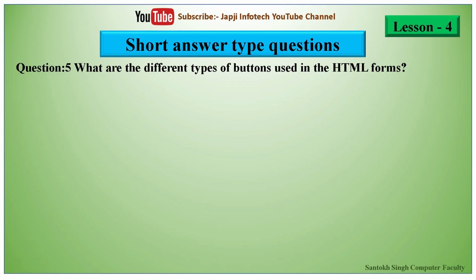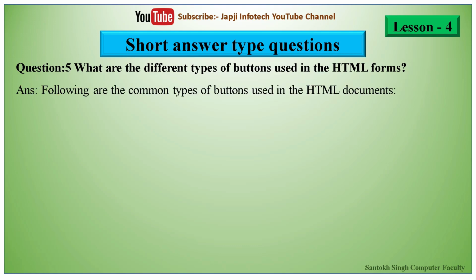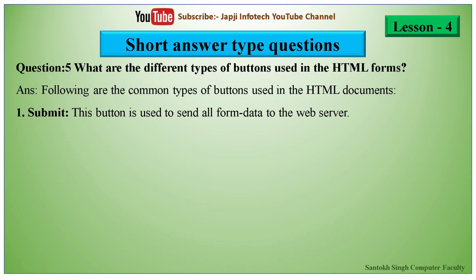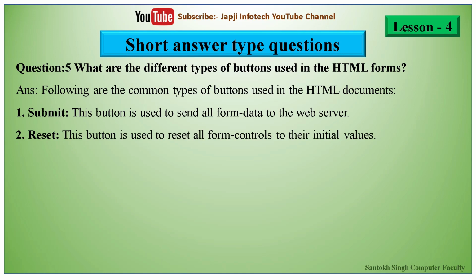And the fifth question is, what are the different types of button used in the HTML form? So following are the common types of button used in the HTML document. The first one is submit button. This button is used to send all form data to the web server. Second one is reset button. This button is used to reset all form controls to their initial values.